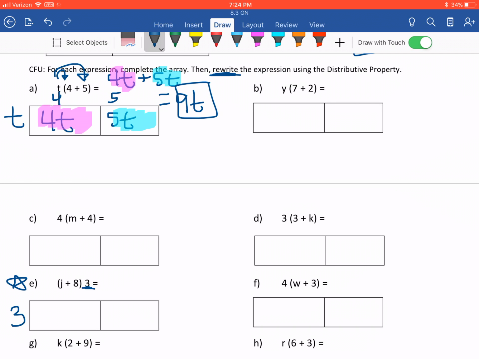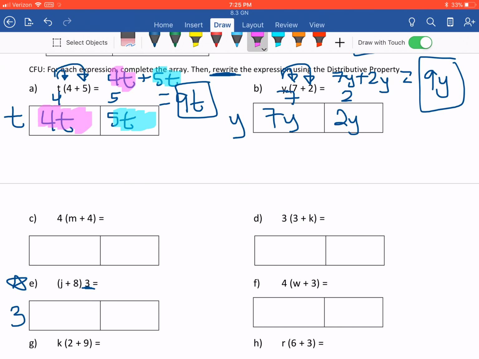Alright, and then our next one, y is on the outside, so I'm going to put it on the side. 7 on top, 2 on top. This one would be 7y. This one would be 2y, because we're just multiplying times y. If I'm distributing the y to the 7 and the 2, this becomes 7y plus 2y, which equals 9y.